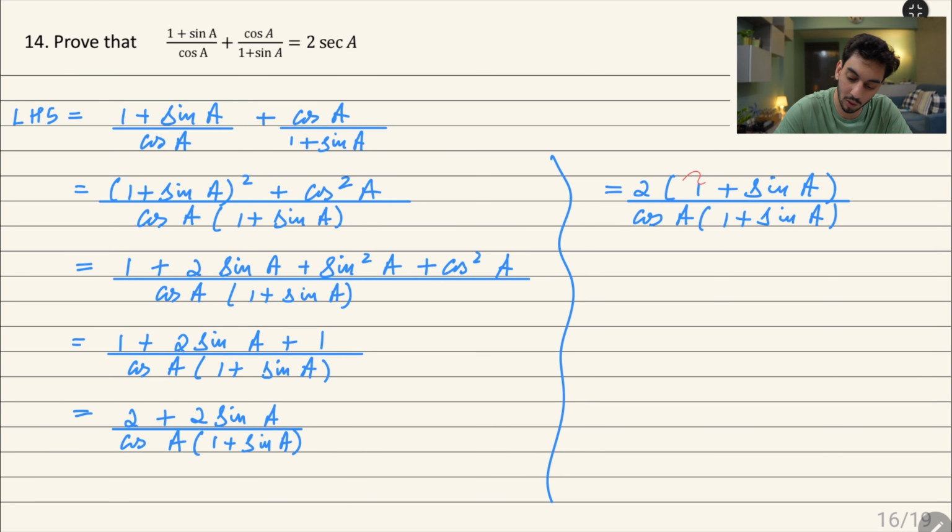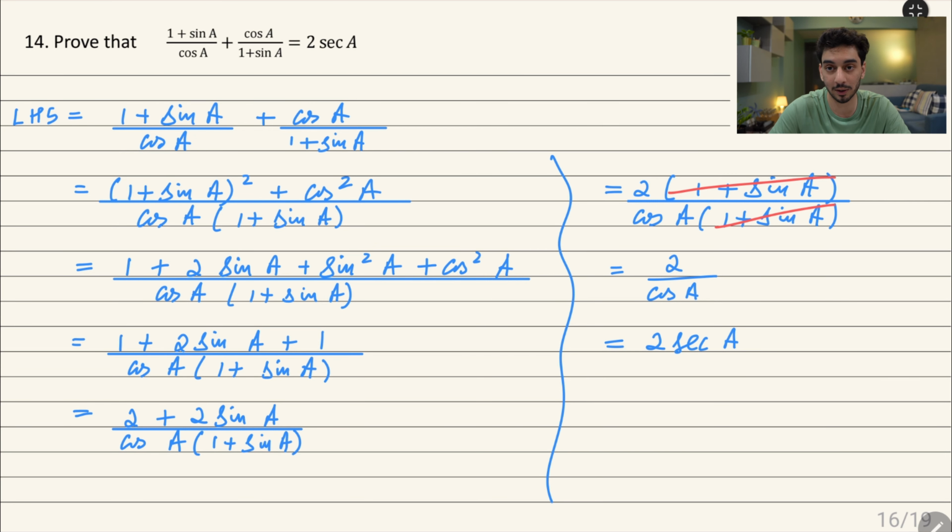Now, I can cancel out the 1 plus sin A from both the numerator and the denominator, and I'm left with 2 upon cos A. 2 upon cos A can be written as 2 sec A, because 1 upon cos is sec, and that is exactly what my right hand side is.